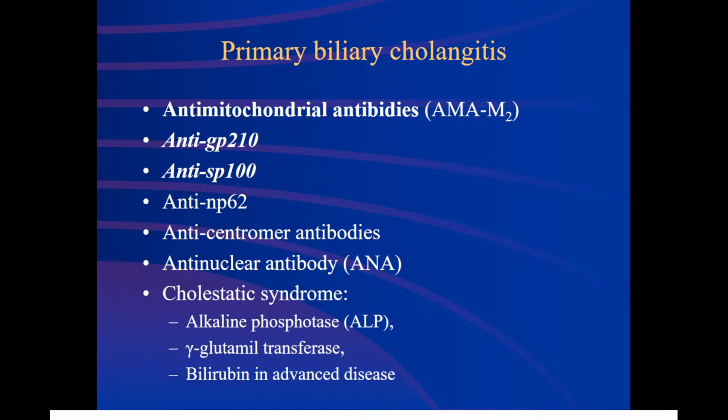anti-GP210 and anti-SP100. Other additional antibodies can be anti-NP62, anti-centromere antibodies, anti-nuclear antibodies, and features of cholestatic syndrome: increased level of ALP, gamma-glutamyl transferase, and bilirubin.